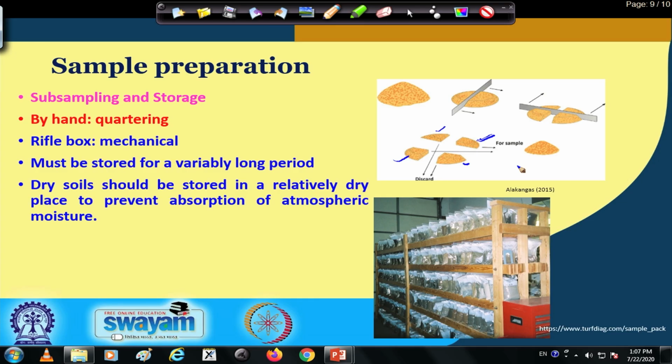Although this method is known as the quartering process, in case of mechanical subsampling, you can use riffle boxes. After you produce a subsample, you can store the sample for a variable time period. Dry soils should be stored in a relatively dry place to prevent the absorption of atmospheric moisture. So, after you do all these different processing steps, you can store the samples for a longer duration of time for future analysis.